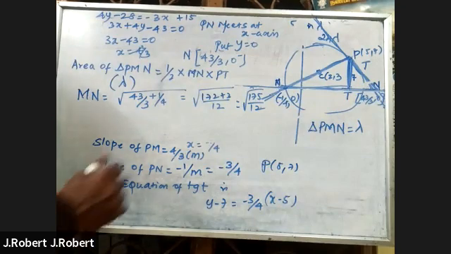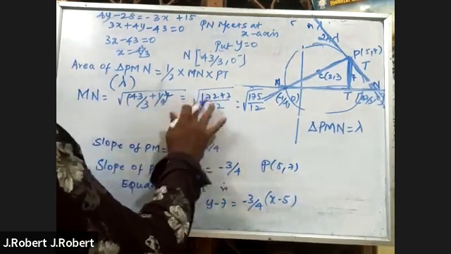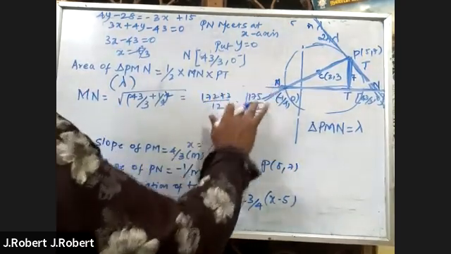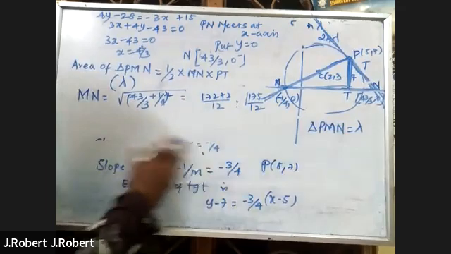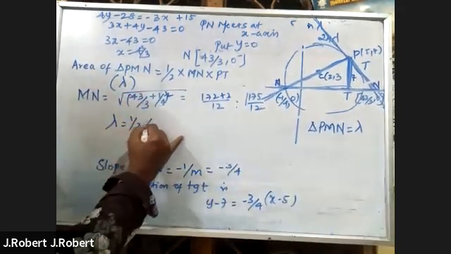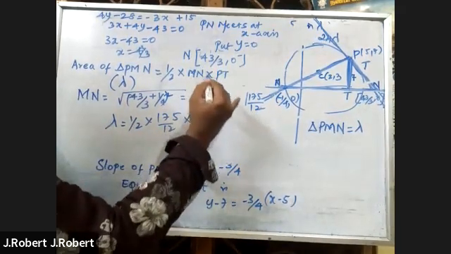Whole square, sorry, 1 by the whole square. So what we can do is, when it comes under the square root, the square will not remain. 172 by 3, 175 by 12. That is MN. But now you can just say your lambda is equal to 1 by 2. We have found MN, 175 by 12 into what is that?